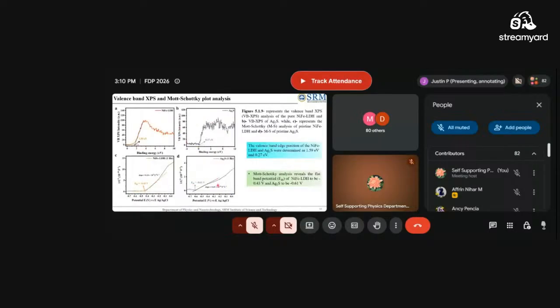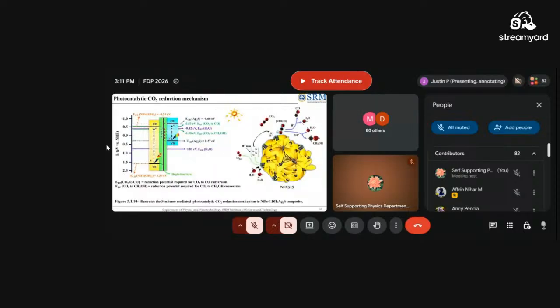From the valence band XPS and Mott-Schottky analysis also, we confirmed both materials are N-type in nature. And from the valence band analysis, we calculated the valence band maximum value of the individual materials, Ag2S and nickel LDH. With that help, we drafted the energy band diagram.